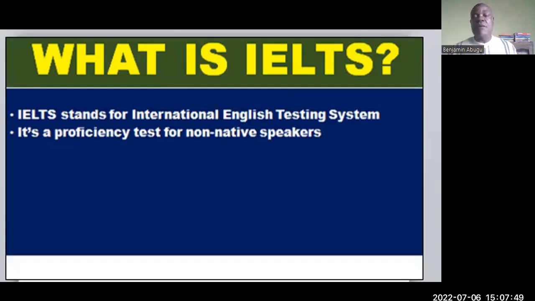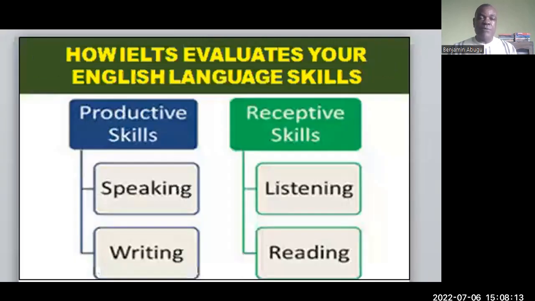So if you are from any other country apart from these English native speaking countries, and you want to go and study in any of those countries like Canada, UK, US, or Australia, you must take the IELTS test to prove your proficiency in the use of English. That is what IELTS is all about.